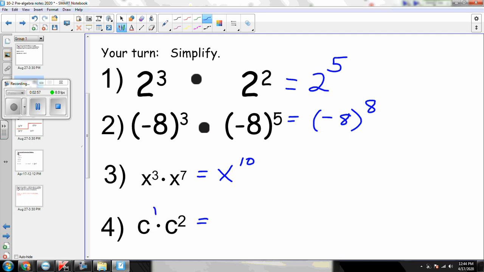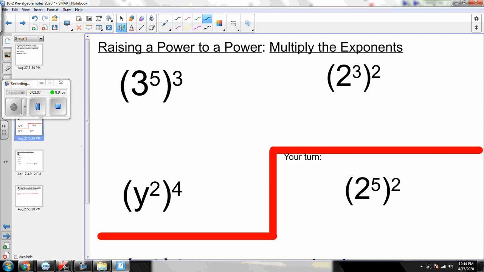This c is to the first power. C to the first times c to the second, I would add 1 and 2 to get 3. If you had c to the third, you are correct. Okay, our next page is when we take a power to a power. When we take a power to a power, we multiply the exponents.